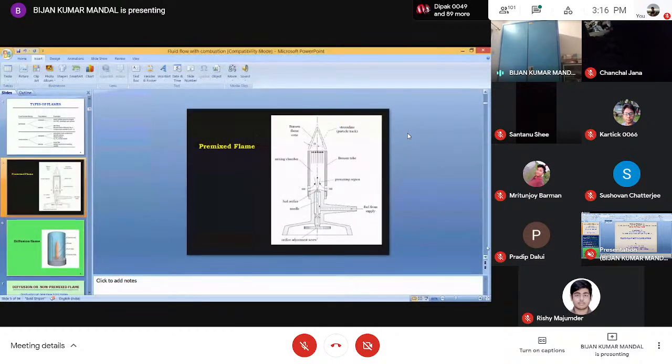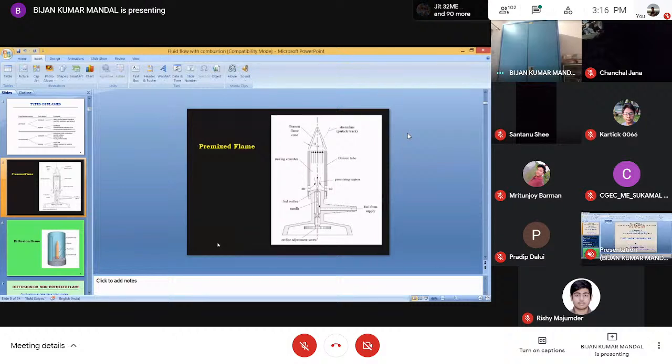Now let us see the common examples of premix flame. You can see here, this is the Bunsen burner. From the bottom the fuel is going in and the air is taken in, and in this chamber they are mixing. So that is the mixing chamber, and then this is the combustion chamber where they go after mixing. That is called the premix flame.